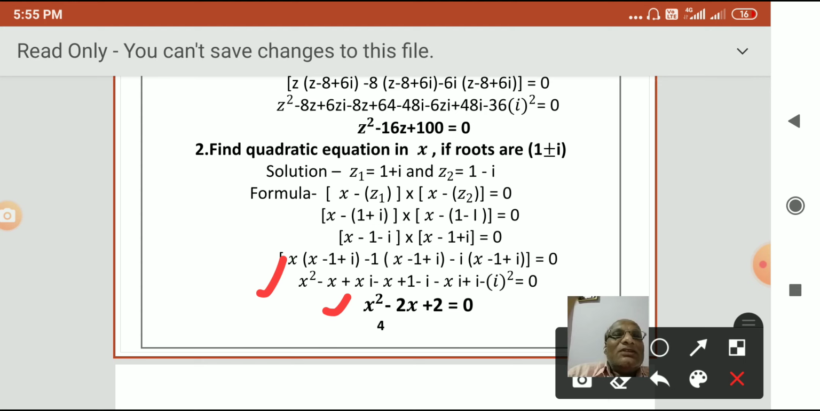So we have obtained the quadratic equation in x when complex roots are given. In this way we can formulate a quadratic equation in z or in x if complex roots are given. Now we will stop here and come again in the next lecture, that is lecture 3. Up to this we will stop here. Thank you.